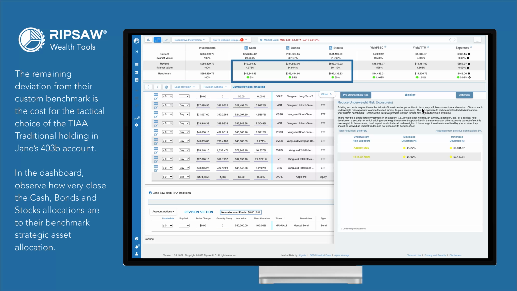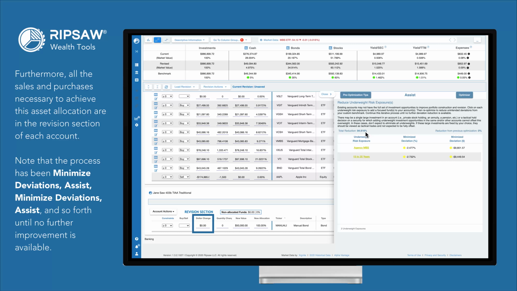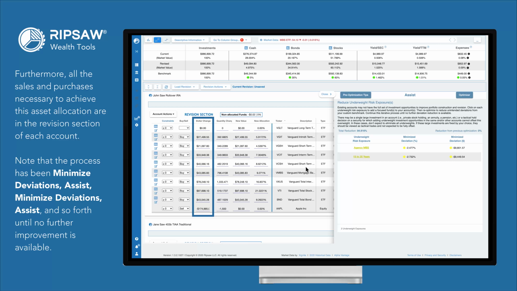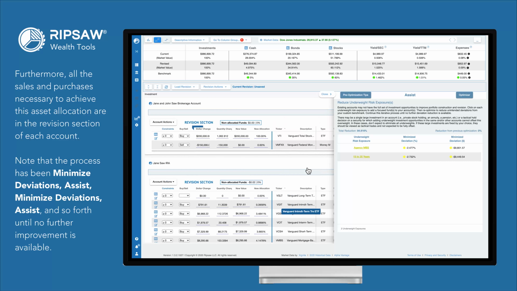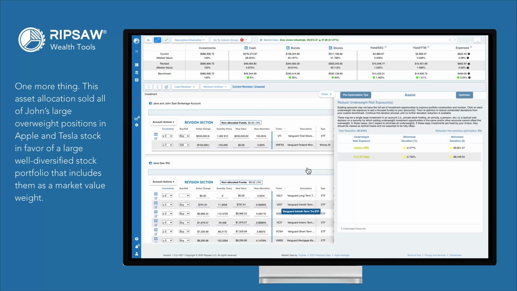In the dashboard, observe how very close the cash, bonds, and stocks allocations are to their benchmark strategic asset allocation. Furthermore, all the sales and purchases necessary to achieve this asset allocation are in the revision section of each account. Note that the process has been minimize deviations, assist, minimize deviations, assist, and so forth until no further improvement is available. One more thing.